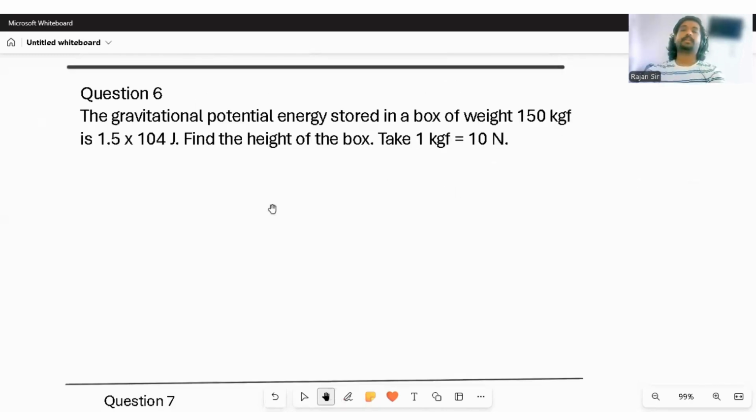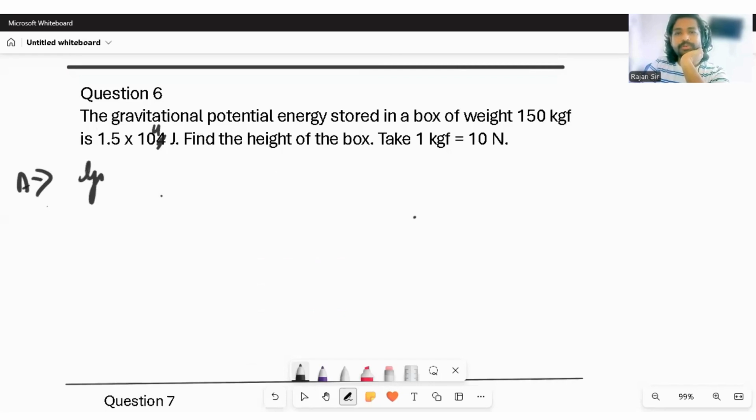Question number 6. The gravitational potential energy stored in a box of weight 150 kgf is 1.5 into 10 raised to... Okay, let me just write it. Given. So first, we are still asked to find the potential energy. Obviously, we'll be thinking about mgh. Well, the weight of the body.